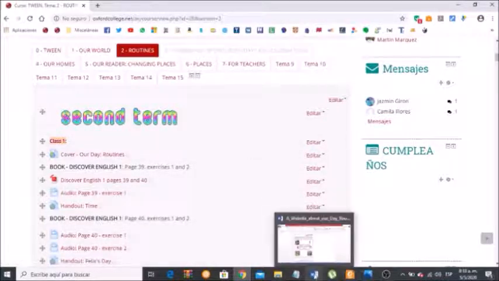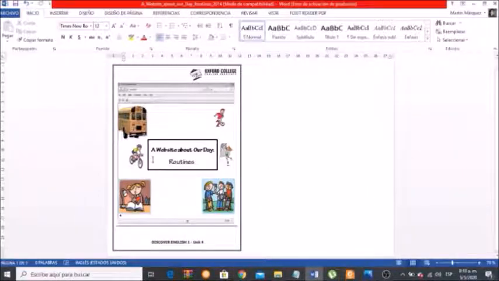And the name of this cover is a website about our day, routines. Es decir, una website sobre nuestro día y nos vamos a focalizar principalmente en las rutinas. And what are routines? ¿Qué son las rutinas? Please write it in the chat. Escriban en el chat qué creen ustedes que son las rutinas.